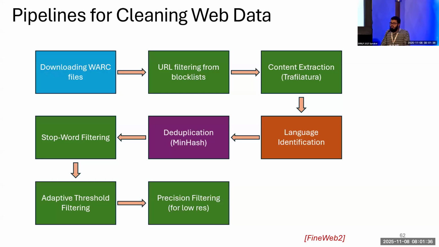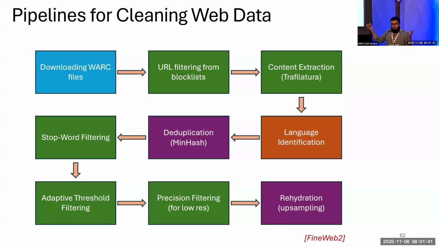For low resource languages, since this pipeline is very strict, you would want to do some sort of upsampling or precision filtering. Upsampling is basically sampling more of certain documents which are of high entropy, high quality. And precision filtering is basically, if the low resource languages share a script with the high resource languages, you want that confusion to be minimized. I'll leave the details to the FineWeb 2 paper, where you can read more about it. And that's the broader pipeline that was followed to create FineWeb 2.